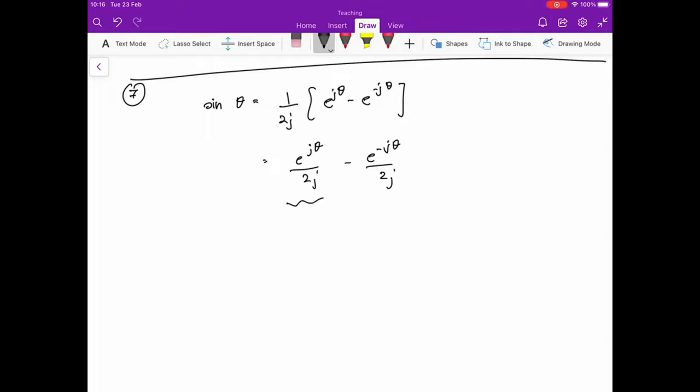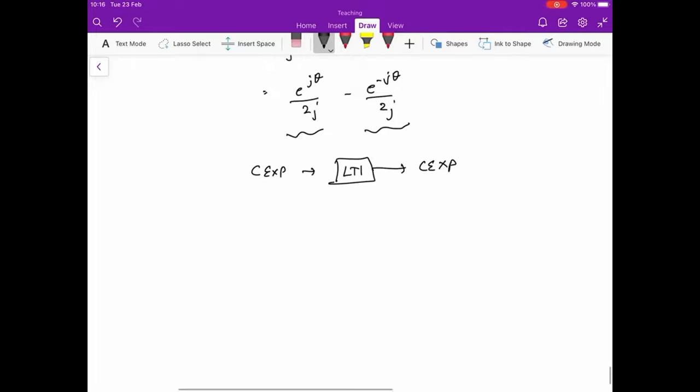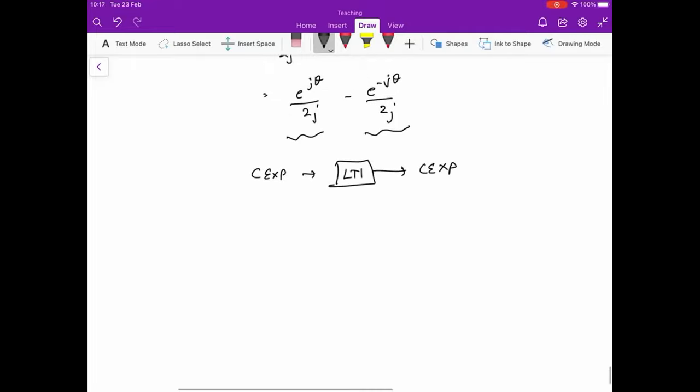And each of these is a complex exponential. So when you give a complex exponential into an LTI system, we're going to get out a complex exponential as well. That's what the LTI system does. It results in essentially scaling the complex exponential. That's because, as we looked at over here, when the input is some complex exponential e^(st), the output is going to be f of s e^(st), where this is some function of s, not a function of t.